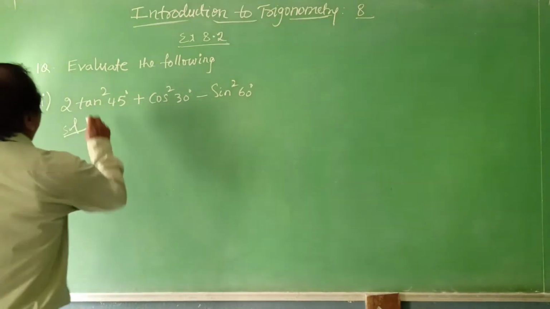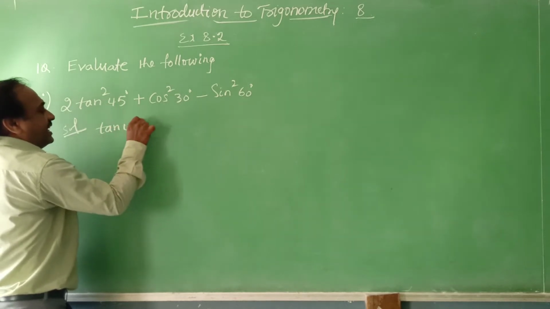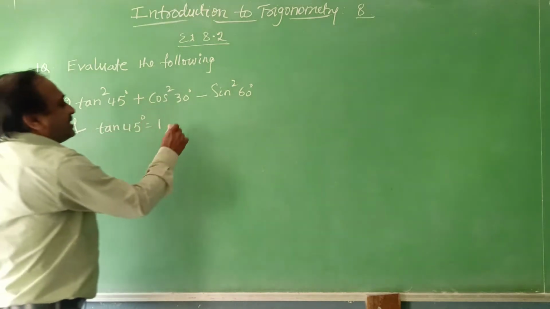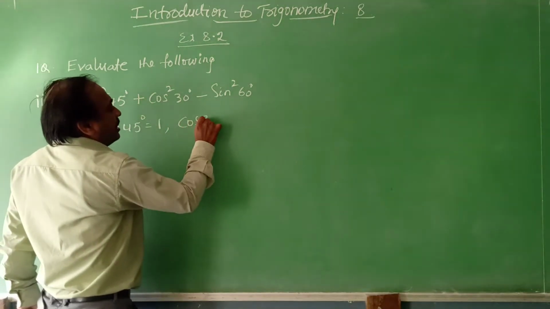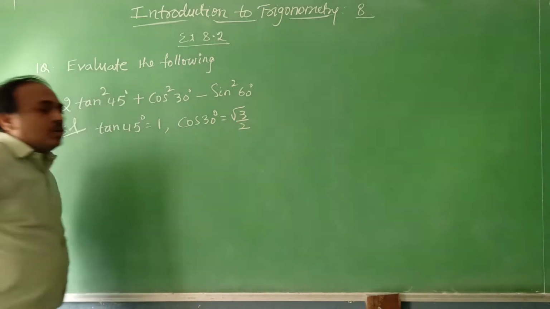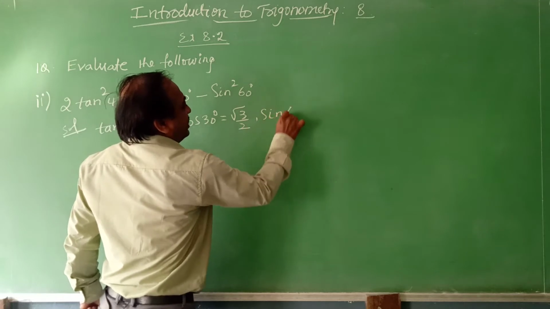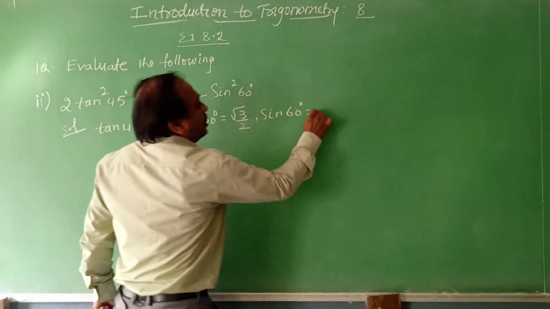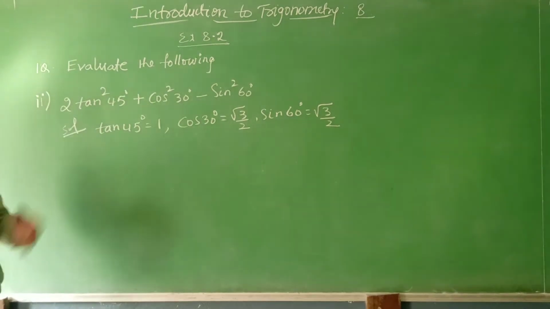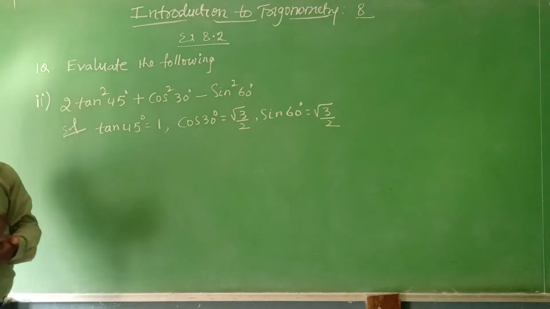What is tan 45 degrees? Tan 45 degrees is equal to 1. Next, cos 30 degrees is equal to root 3 by 2. Then sin 60 degrees is equal to root 3 by 2. These values we are going to substitute in this.